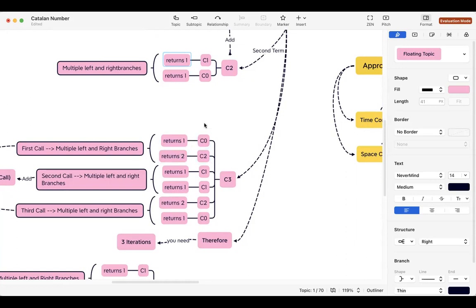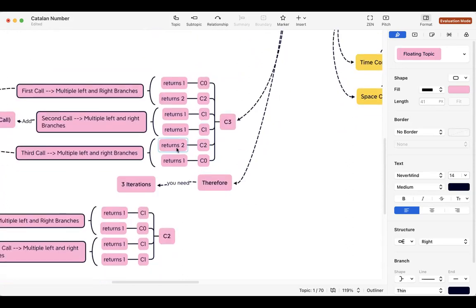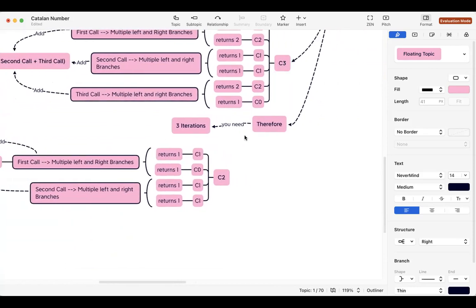So you have the 2 from the first iteration of the for loop. Now comes the second iteration: C1 will return 1, C1 again will return 1, and 1 into 1 is 1. You get another term which is 1. From above you got 2, from this you got 1, so 2 plus 1 is 3. Now here, C2 returns 2 and C0 returns 1. Multiplication of 2 into 1 is 2. So you get the final answer, which is 2 plus 1 plus 2, which is 5. You got 3 iterations here: 0, 1, 2. So iterations will go to n minus 1. Remember that.